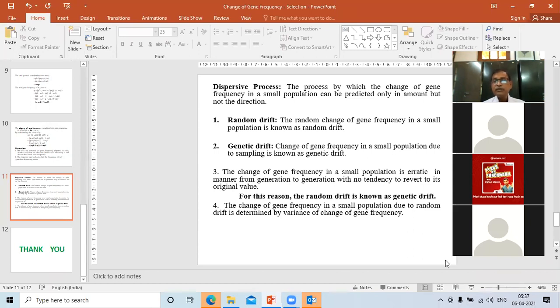When the population is very small, mating takes place among the individuals within the small population, so there will be every possibility of increased homozygosity. Considering a locus with two alleles, A1 and A2, the frequency of A1A1 will increase and the frequency of A2A2 will decrease, or the frequency of A2A2 will increase and the frequency of A1A1 will decrease. So there will be a change in the genotype frequency.